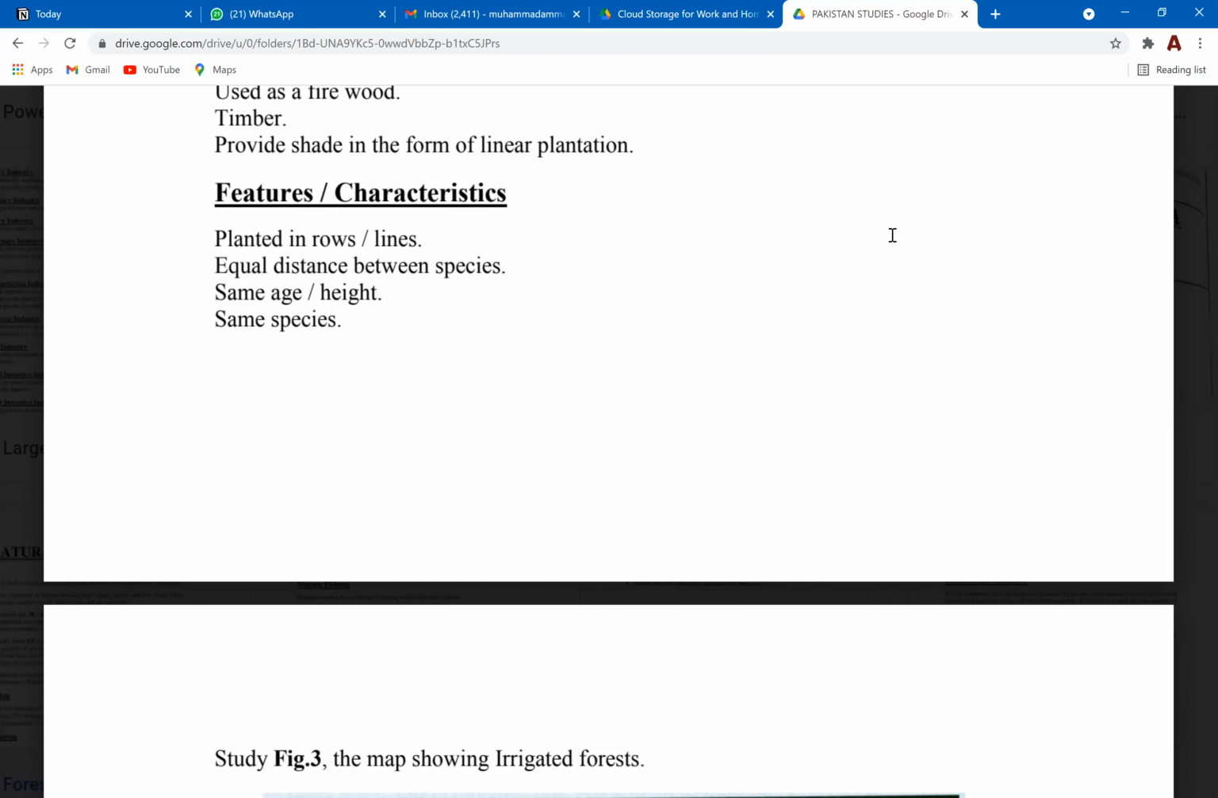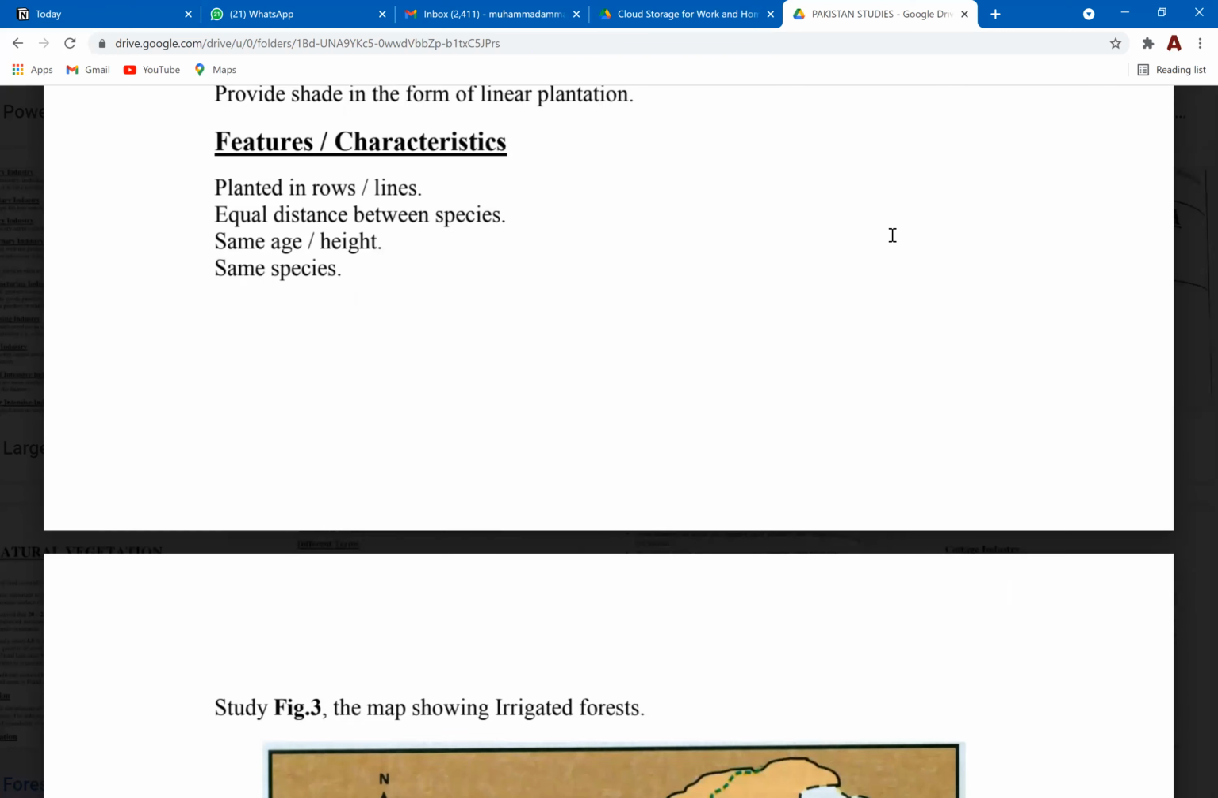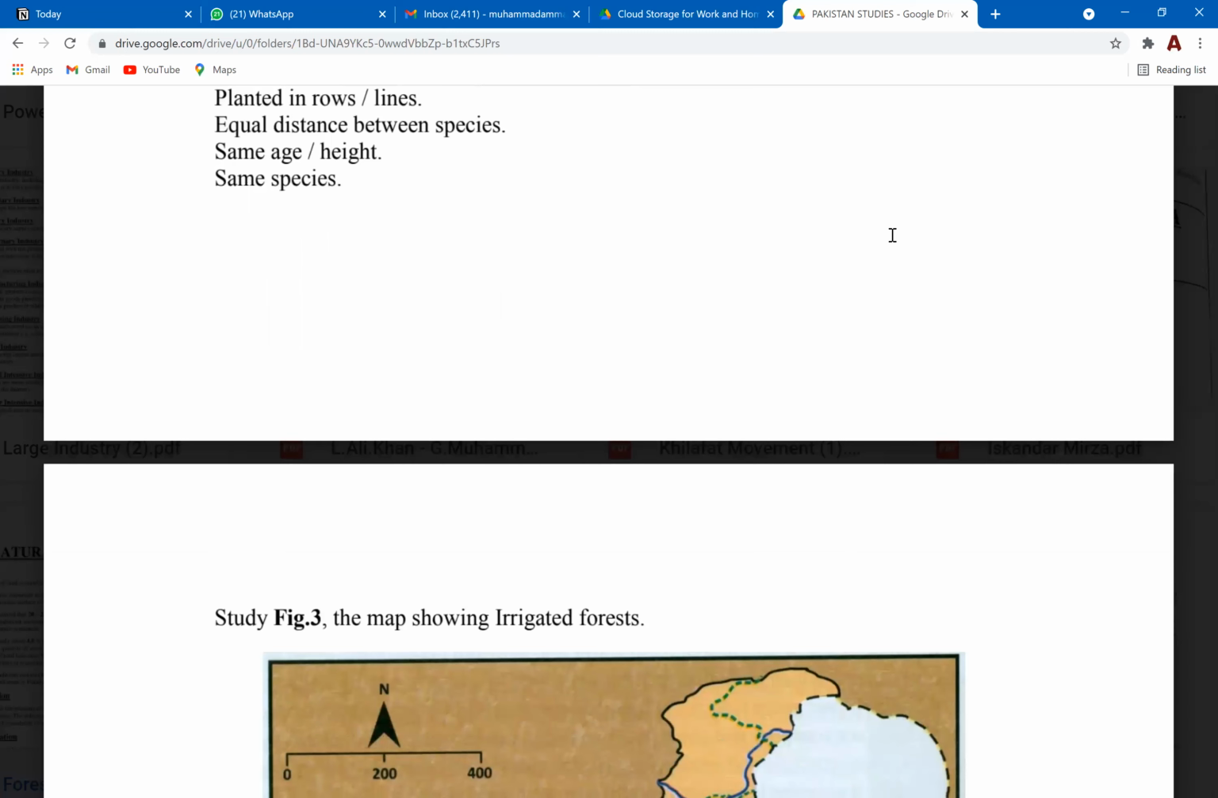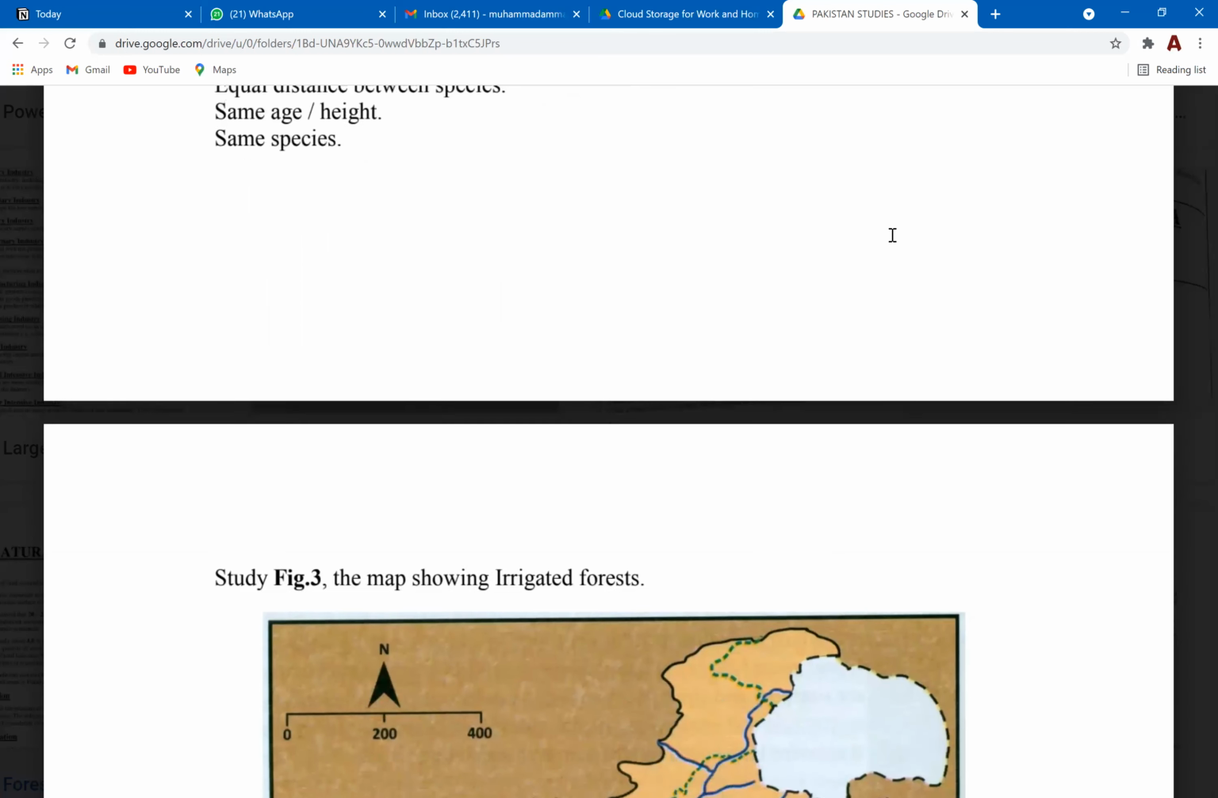Most of the times, governments plant irrigated forests, especially for shade alongside highways, roads, motorways. So these plants are usually planted in rows and lines because you have an option to plant them wherever you want to, equal distances, same height and age, same species.